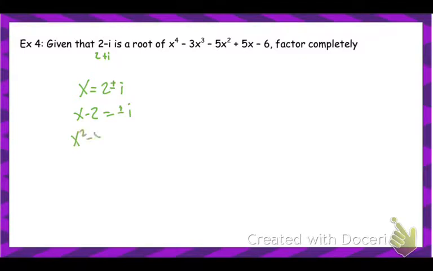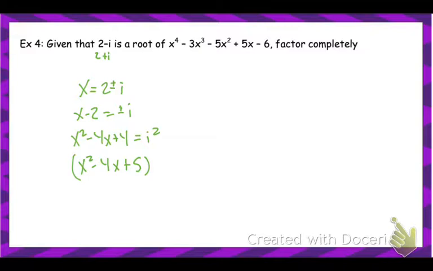Square both sides. i squared is -1. And that is the polynomial, or the factor, that would give me both of those roots. That does not factor any farther, so that's the factor that gives us those roots.